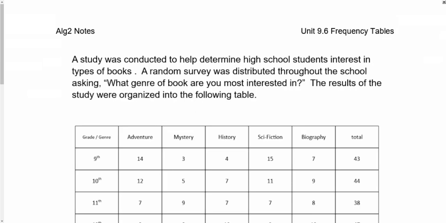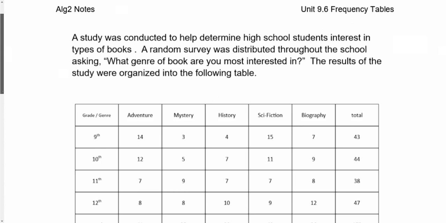So this says, a study was conducted to help determine high school students' interest in types of books. A random survey was distributed throughout the school asking, what genre of book are you most interested in? The results of the study were organized into the following table.